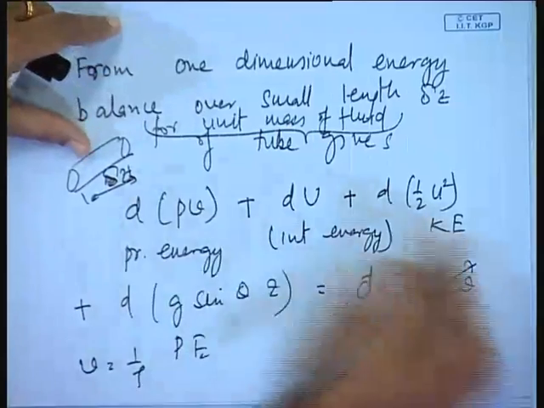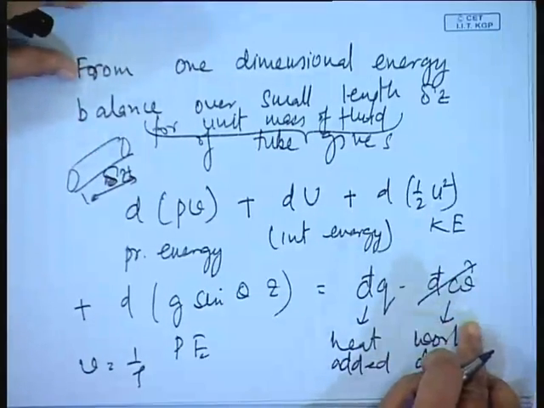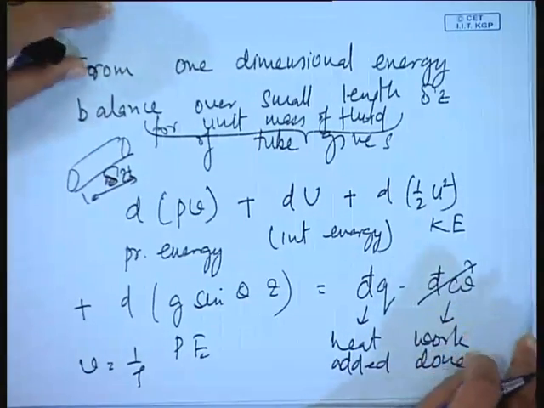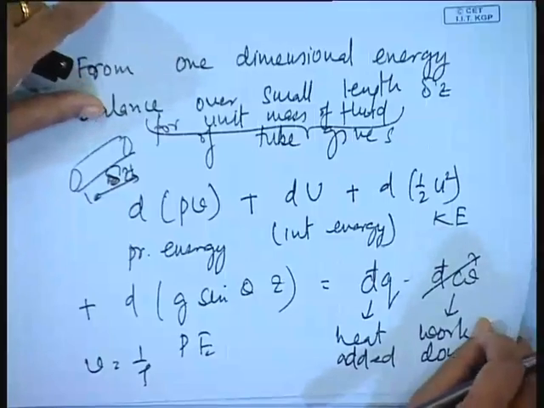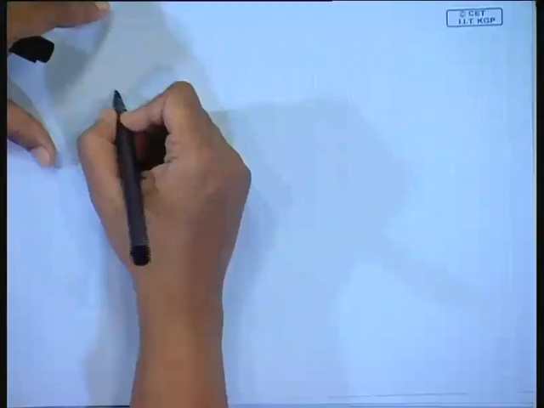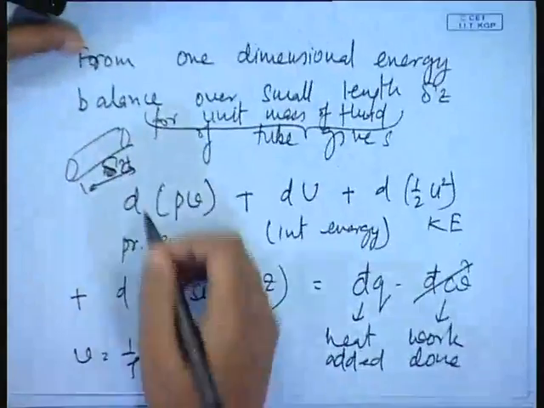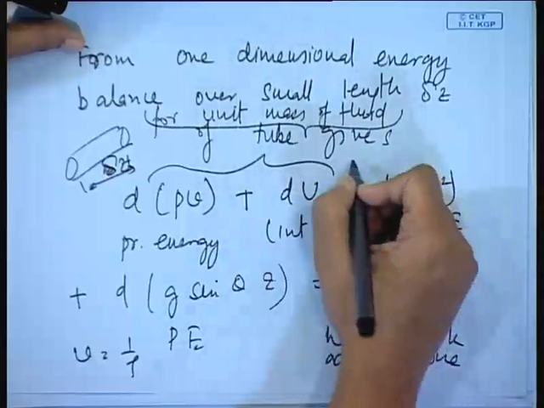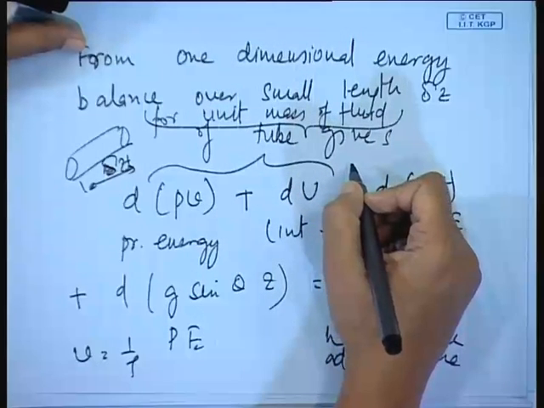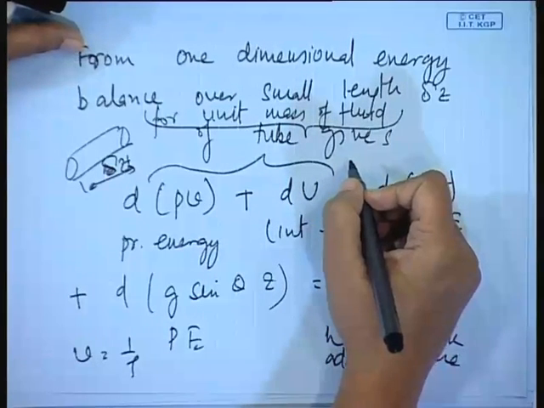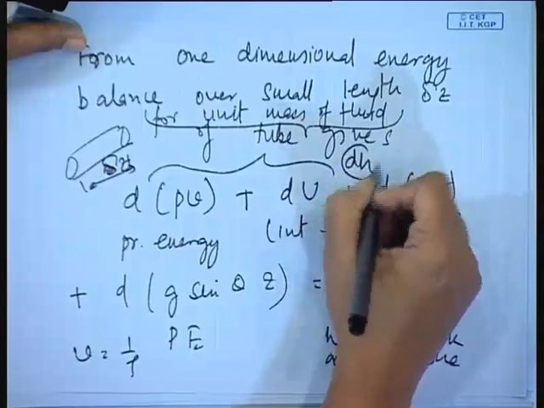So this is the total energy balance equation which you can write down for a single phase flow situation. Now here we know what this du is, the internal energy. We can do two things. One is we can combine these two and write it as du plus d(pv), which is dh. This is one thing.